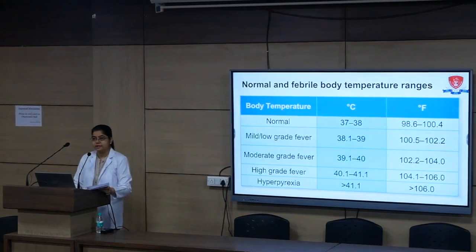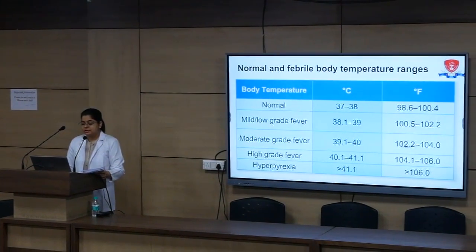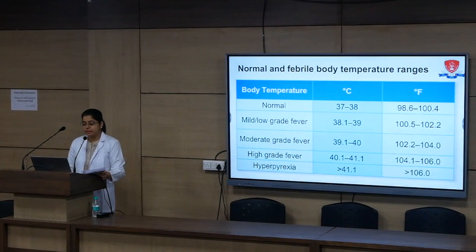Normal and febrile body temperatures. Normal body temperature ranges from 98.6 to 100.4. Mild to low grade fever is considered when the temperature is 100.5 to 102.2. Moderate grade fever is termed when the temperature is between 102.2 to 104.